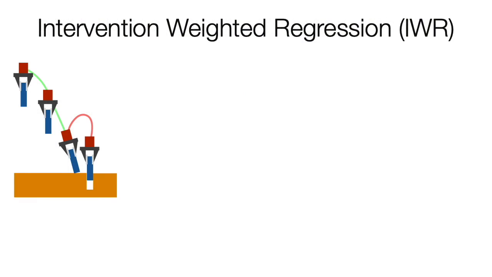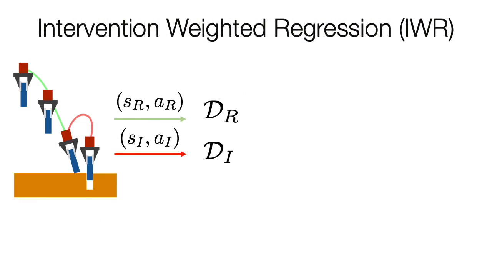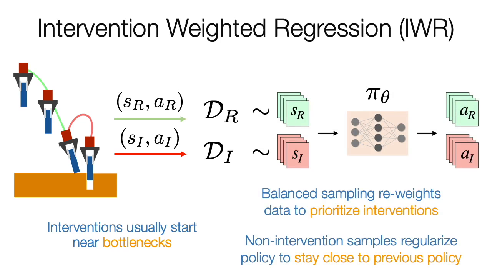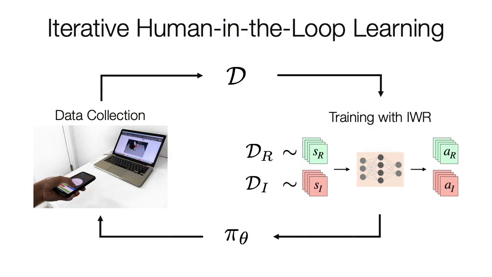Our method partitions the non-intervention and intervention data into two datasets. The intervention portions usually start in bottleneck regions and show how to traverse the bottleneck. Capitalizing on this fact, we sample equally from the two datasets. This reshapes the data distribution to prioritize learning intervention behaviors, while the non-intervention samples regularize the policy. We call our method intervention-weighted regression, or IWR. This process of intervention data collection and training with IWR repeats.